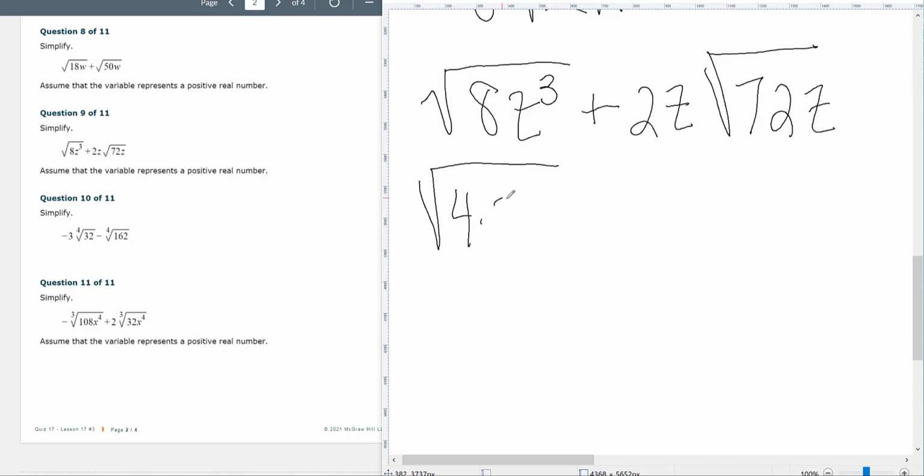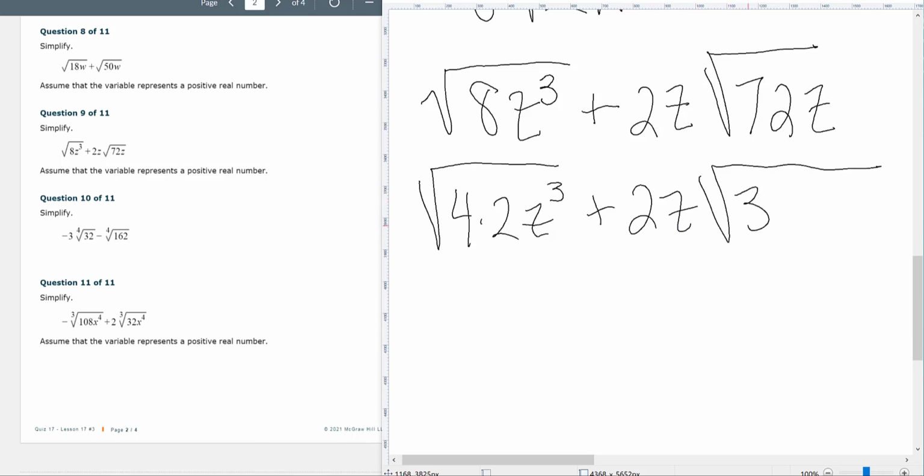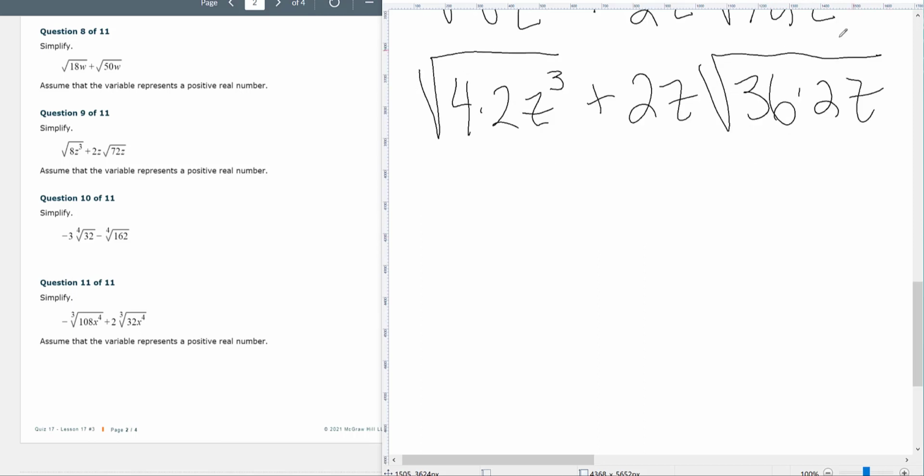8 is 4 times 2. The perfect square factor in 8 is 4. And then I've got a z cubed. And then I've got a 2z. And 72 is actually 36 times 2z. The perfect squares can come outside. And look, z cubed is not a perfect square. 2 goes into 3 one time.